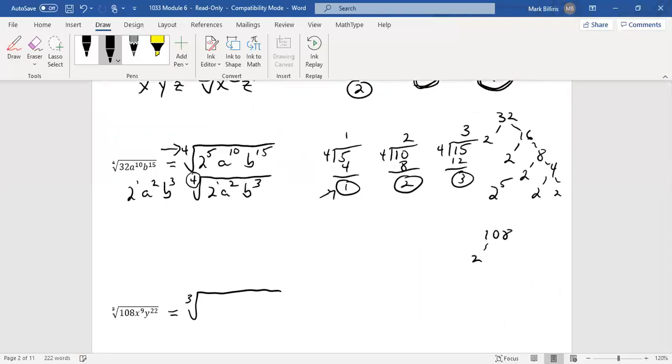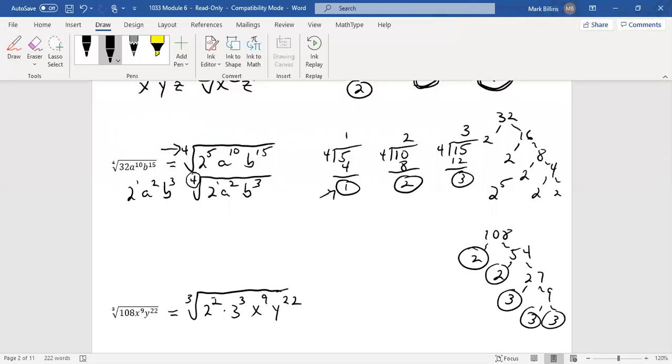So we're going to start with 108. Since it's an even number, we know 2 will go into it. We know 2 will go into 54. Now, since 27 isn't even, we're going to go to 3. So 108 is 2 to the 2nd and 3 to the 3rd. So we're going to write that as 2 separate factors, 2 to the 2nd, 3 to the 3rd, x to the 9th, y to the 22nd.